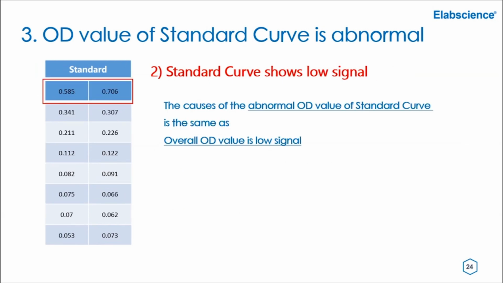And the second case is that the standard curve shows low signal. As you can see, the maximum OD value of these standards is under 1.0. The cause of this kind of abnormal result is the same as the overall OD value low signal result. We have talked about it before in abnormal result number 1, so I'll just skip this case.